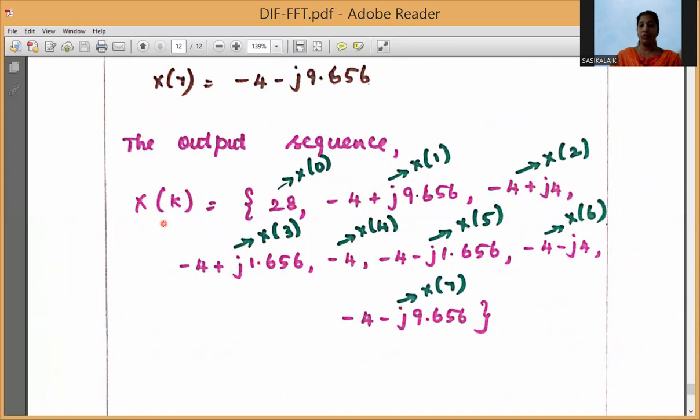Okay, while writing the output sequence, you have to write it like this: capital X of 0, capital X of 1, capital X of 2, capital X of 3, capital X of 4, capital X of 5, capital X of 6, and capital X of 7.